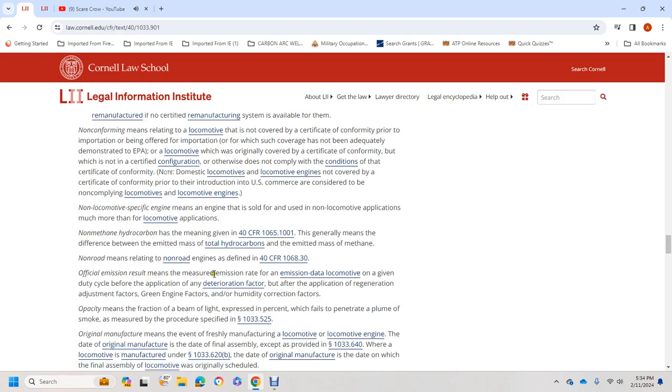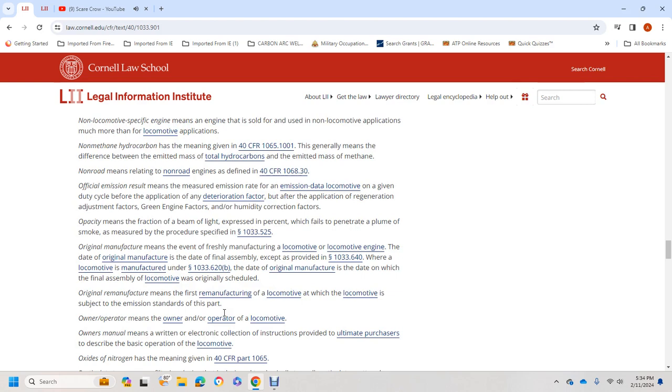Nonroad means relating to nonroad engines as defined in Title 40 CFR 1068.30. Official emission results means the measured emission rate of the emission data locomotive on a given duty cycle, before the application of the deterioration factor, after the application of the regeneration adjustment factor, green engine factors, and/or humidity correction factors. Opacity means the fraction of a beam of light, expressed as a percent, which fails to penetrate a plume, as measured using the smoke measurement procedure in 1033.505.